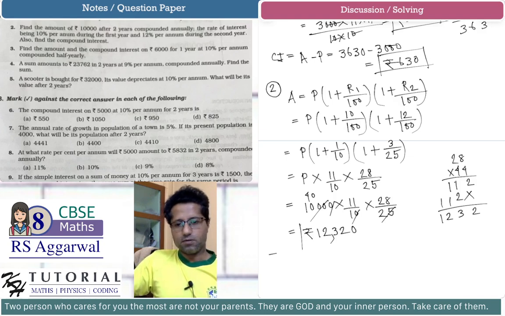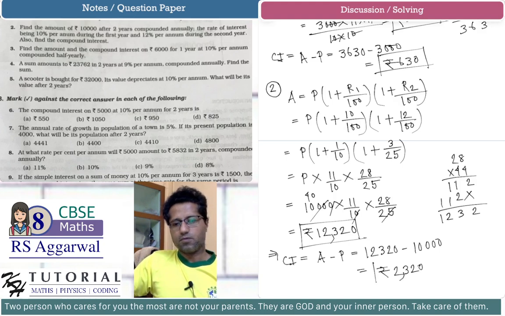This is the amount, and the compound interest will be amount minus principal, which is 12,320 minus 10,000, which is equal to rupees 2320. Rupees 2,320 is the compound interest.